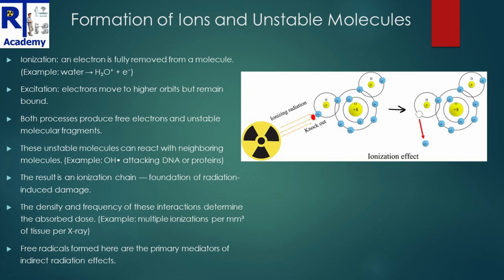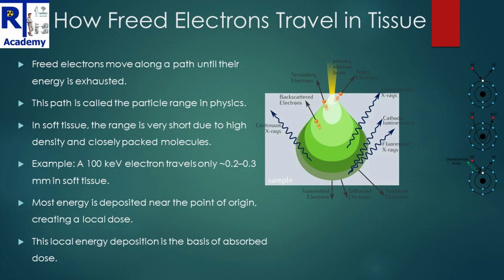The molecule becomes ionized. An electron is removed. Or, it gets excited, electrons move to a higher orbit without being removed. The result? A multitude of ions, free electrons, and unstable molecules around the path. This is what we call the ionization chain. The freed electron travels a path until its energy is exhausted and it stops. In physics, this path is called the particle range.